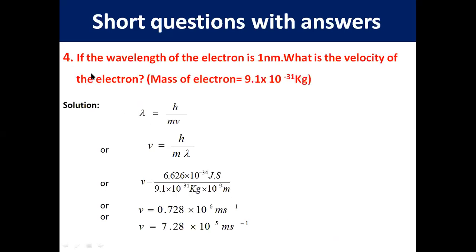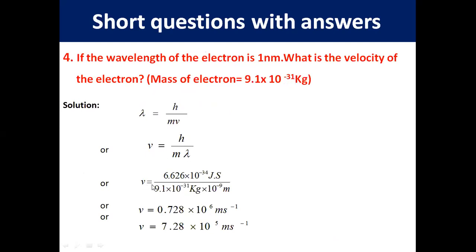Question number 4. If the wavelength of the electron is 1 nanometer, what is the velocity of the electron? We know the mass of the electron is 9.1 into 10 to the power minus 31 kg. De Broglie's relation is lambda is equal to h by mv. From this equation, we can write the expression for v: v is equal to h by m lambda.